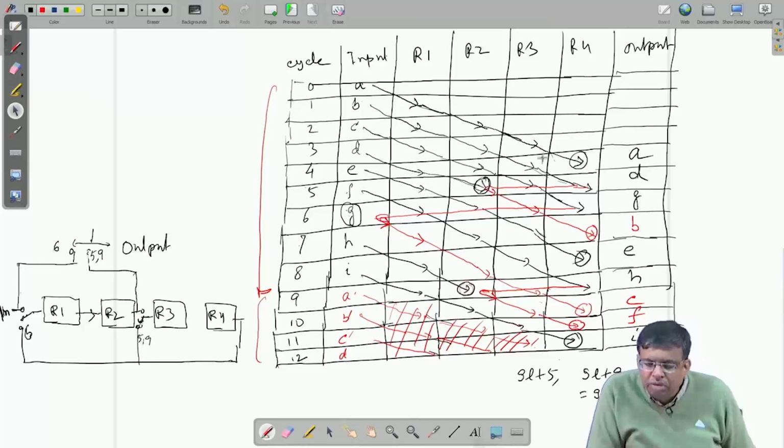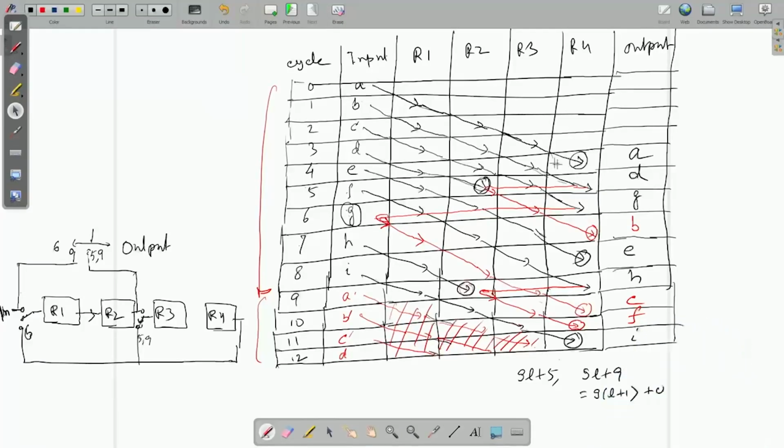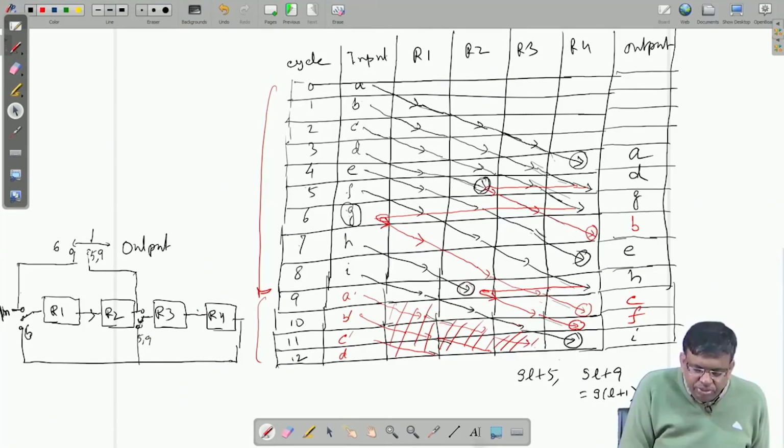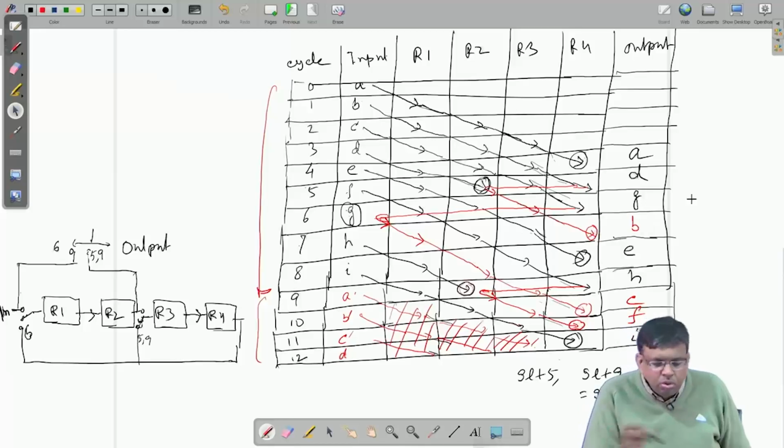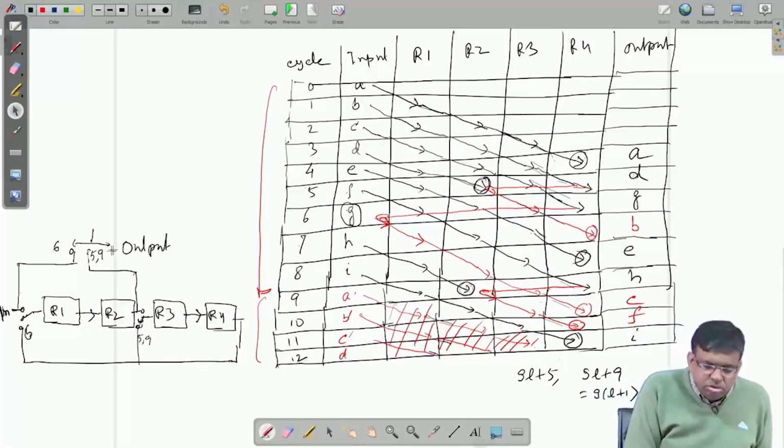And between R3 and R4 you can see there is a direct path. Whenever there is an R3 output, that is always given to the R4 input, the line continues like this in all of them. That means from R3 to R4 there is a direct output, and the R4 output here and here go to the output port.